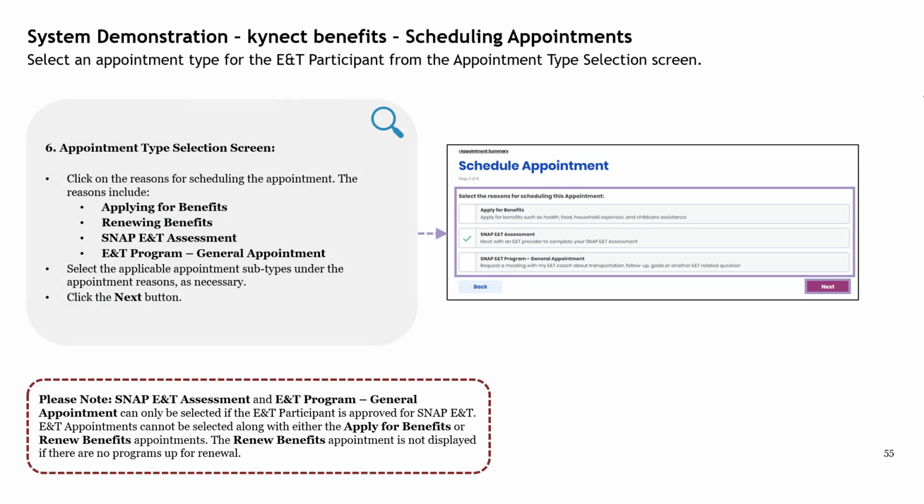Select an appointment type for the ENT participant from the Appointment Type selection screen by clicking the reason for scheduling the appointment. The available reasons are applying for benefits, renewing benefits, SNAP ENT assessment, and ENT program general appointment. Select the applicable appointment subtype under the appointment reasons as necessary, and then click Next to navigate to the appointment location screen. Please note that the SNAP ENT assessment and ENT program general appointment may only be selected if the ENT participant is approved for SNAP ENT.